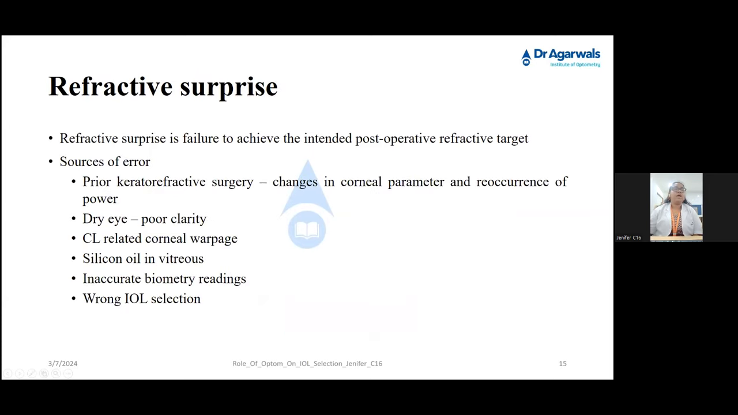Refractive surprise. Refractive surprise is failure to achieve the intended post-operative refractive target. Sources of error: prior keratorefractive surgery, changes in corneal parameters and miscalculation of power. Dry eye, which leads to poor quality measurements. Contact lens-related corneal warpage. Silicone oil in the vitreous, inaccurate biometry reading, wrong IOL selection.